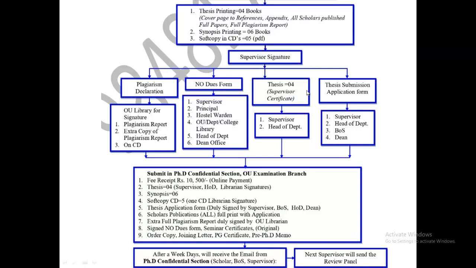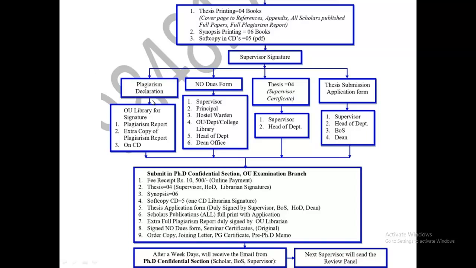Now the main part of this thesis is after printing, after plagiarism, everything. These books are signed by the supervisors. Whatever the signatures should be there, first I will explain to you. First, the plagiarism declaration. Why the plagiarism declaration? Library people will send the plagiarism report, after checking, along with the declaration of the plagiarism. It will be forwarded to the supervisor. The supervisor will forward the report and the declaration to the student.